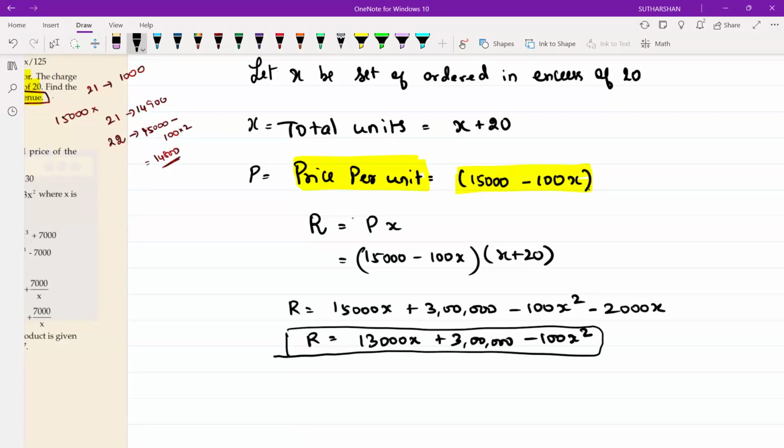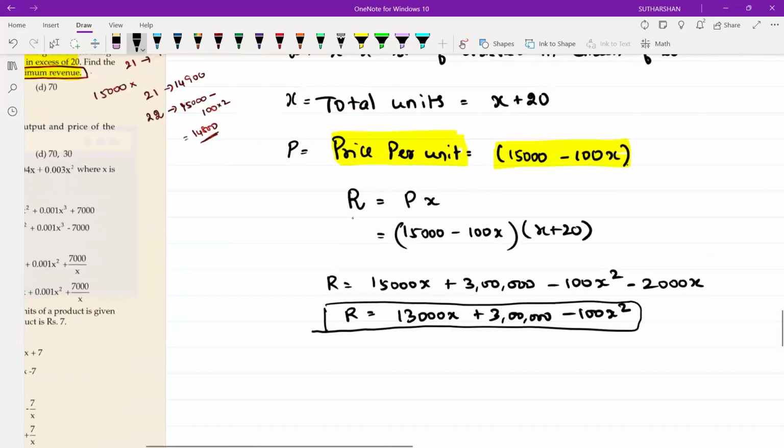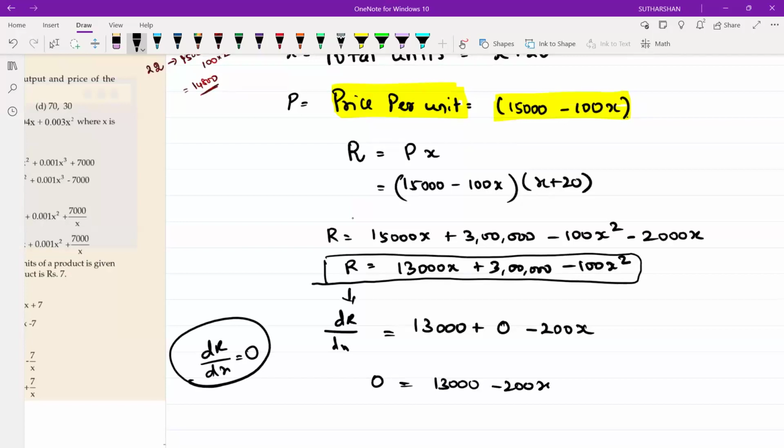Yes, sir. Okay. They are asking for the maximum revenue. For that maximum revenue process, I will differentiate this. First derivative: dR by dx. 13,000x becomes 13,000. 3 lakh if I differentiate becomes 0. Minus 100x square becomes minus 200x. Are you comfortable? Yes, sir. In that, I will substitute dR by dx equal to 0, so it becomes 13,000 minus 200x.